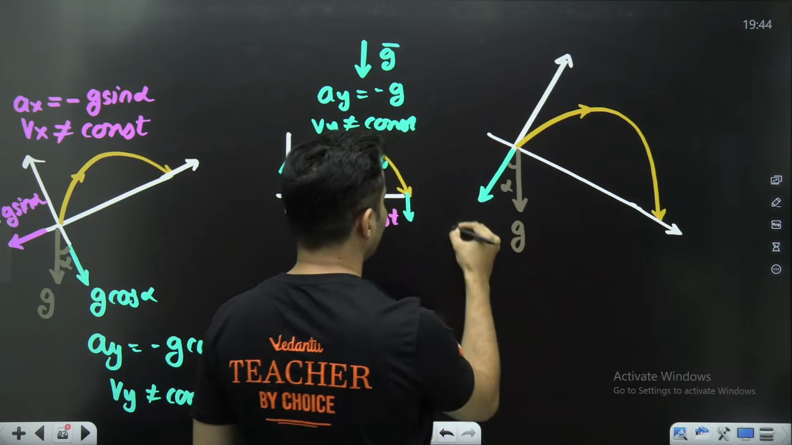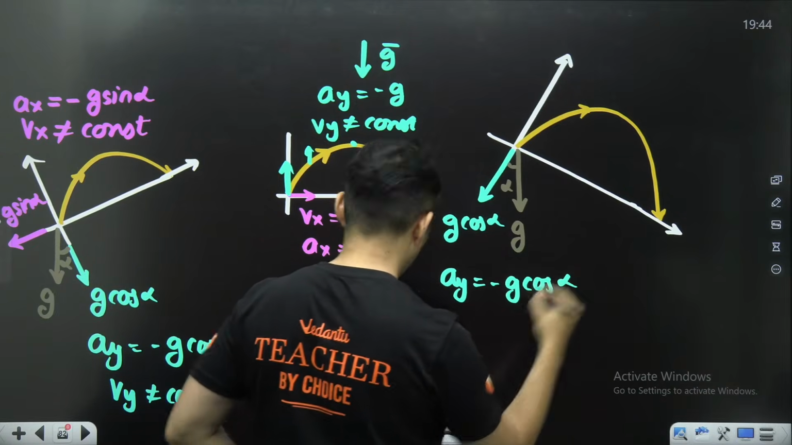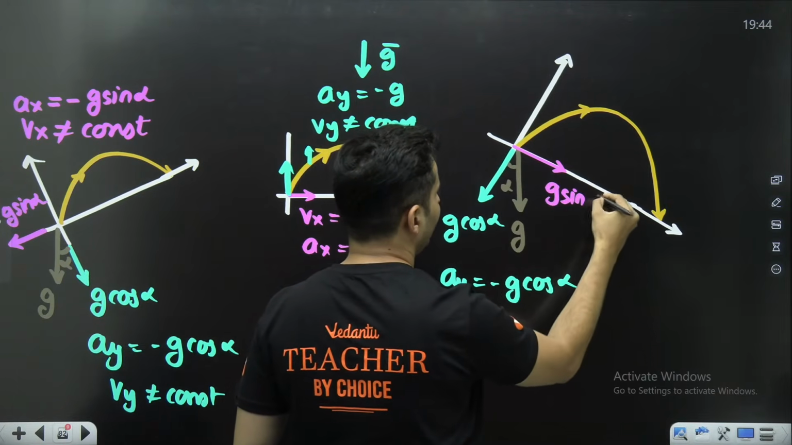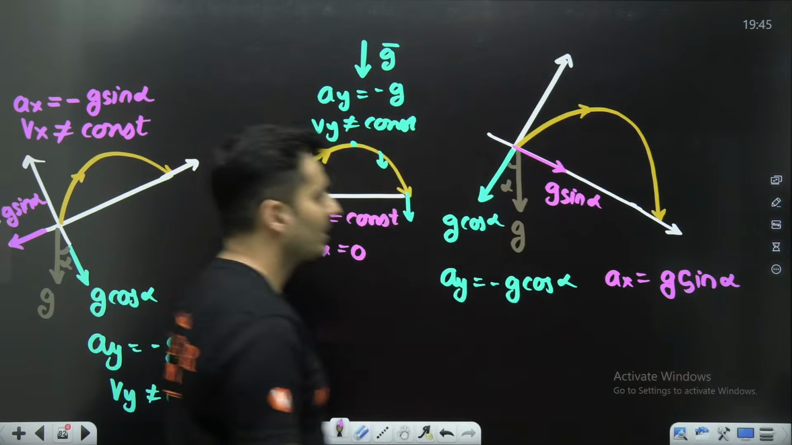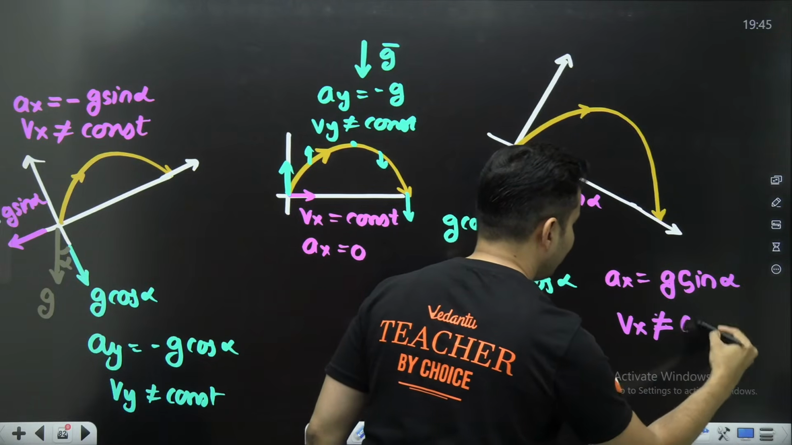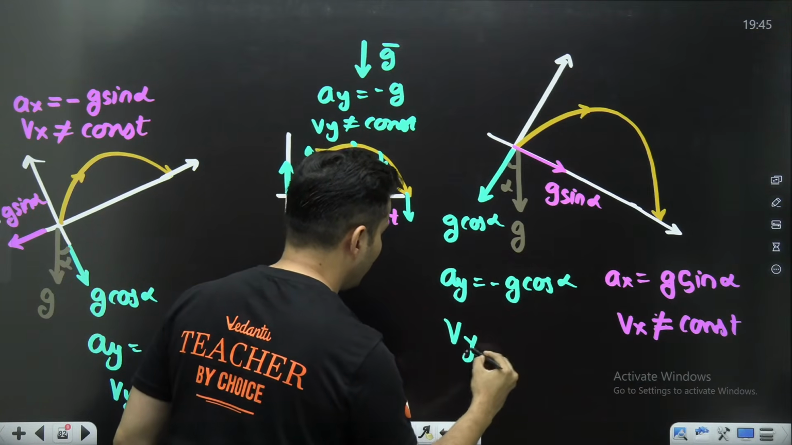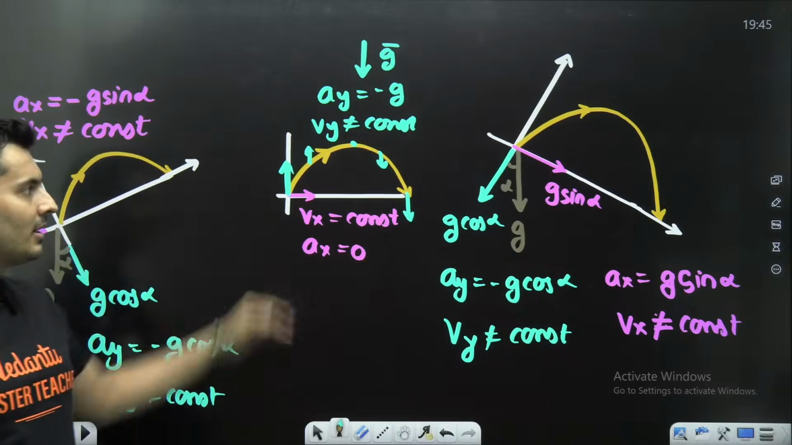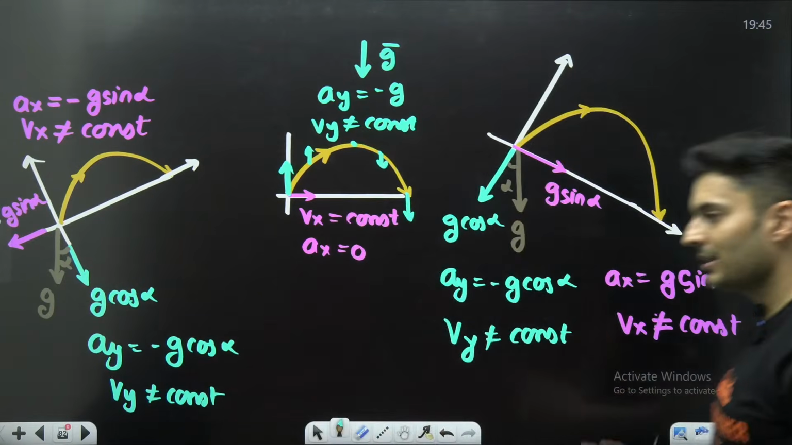One is over here, which is g cos alpha. So your ay acceleration will be minus g cos alpha. And the other component will be over here, which is g sine alpha. So the x component of the acceleration will be plus g sine alpha. That's the major difference. So again over here, the x component of the velocity won't be a constant, whereas over here the y component of the velocity also won't be a constant. It's only here that the x component remains constant, whereas here or here, because of the x accelerations, it is not constant. That's the major difference.